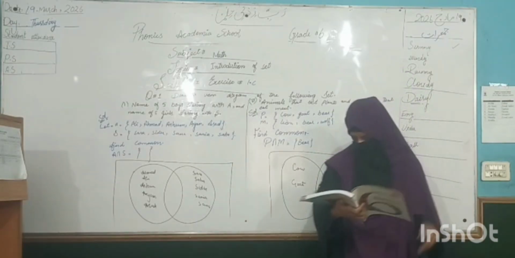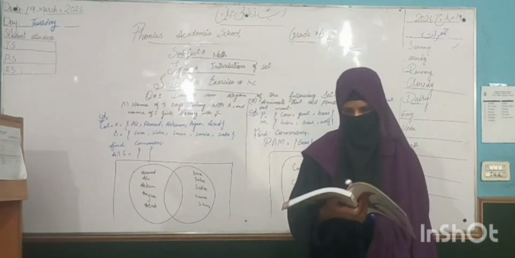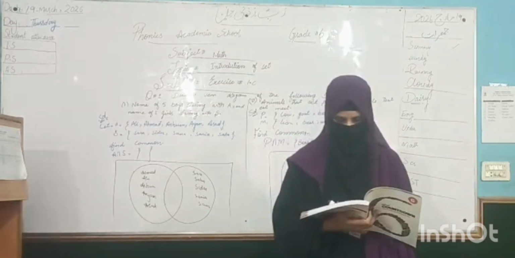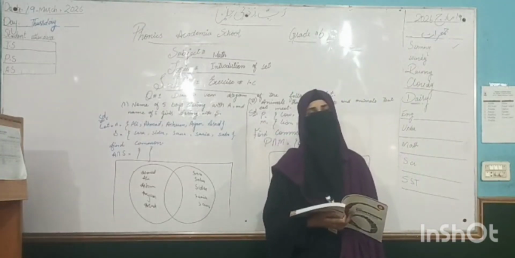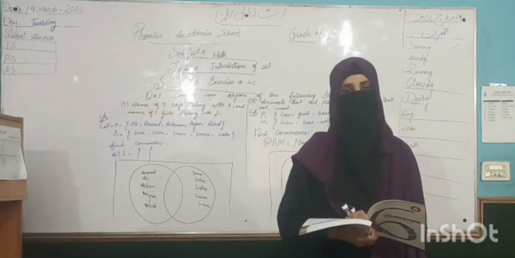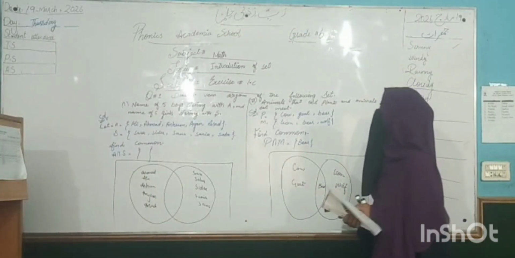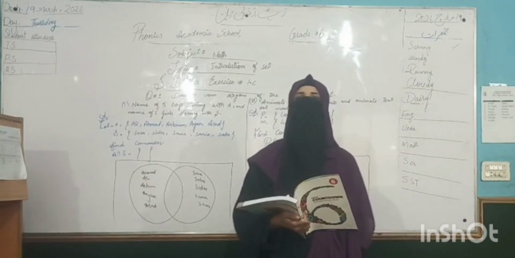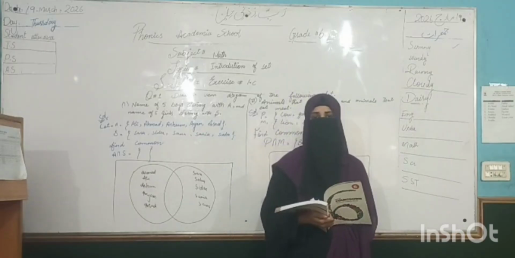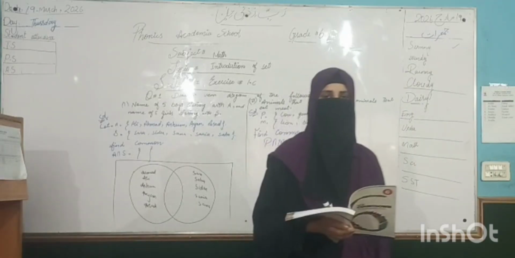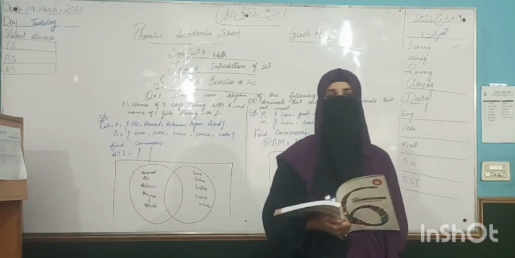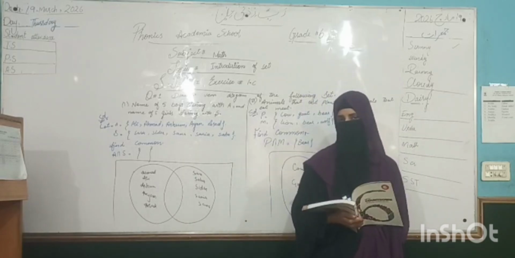So all the students, open your book page number 9 and also open your notebook, in which we teach how to make your Venn diagram. Question number 1: draw a Venn diagram of the following sets. Remember that a Venn diagram is made of an intersection of sets. It means the commons of the sets.